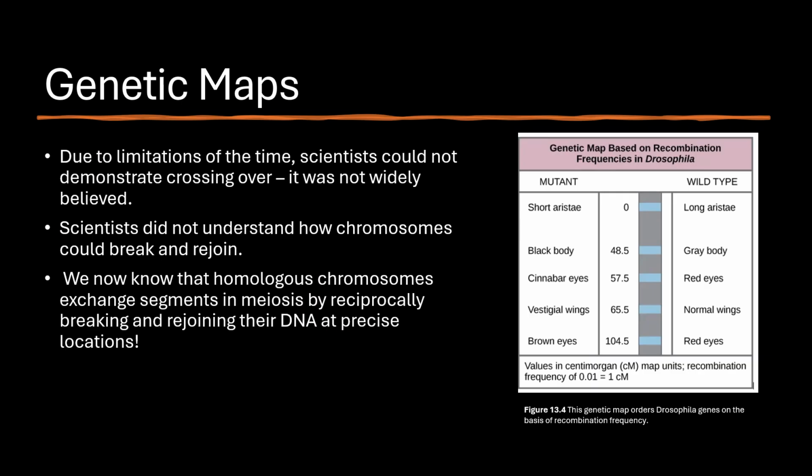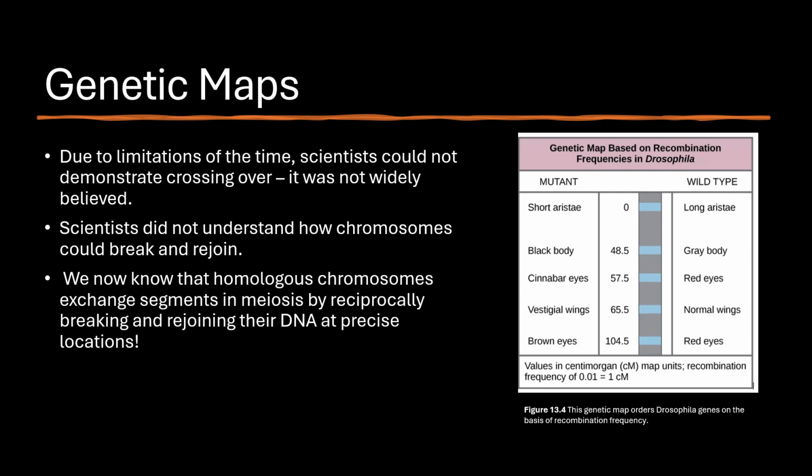I'd like to briefly talk about genetic maps. Due to the limitations of the time, when things were discovered back in 1902 and then subsequently proved in 1912, scientists were not able to prove that crossing over was taking place, and it was not widely believed. Many scientists did not understand how chromosomes could possibly break apart and then rejoin in that way.